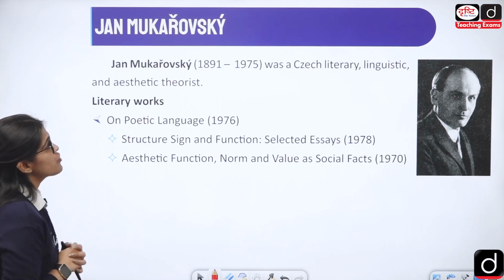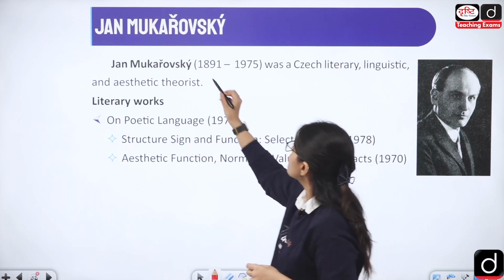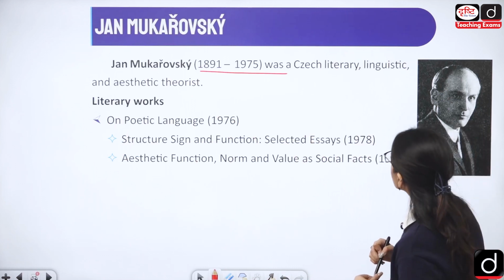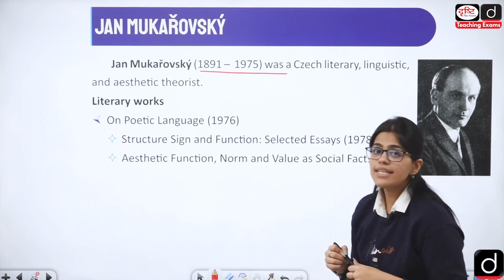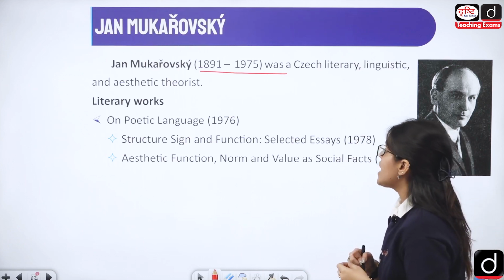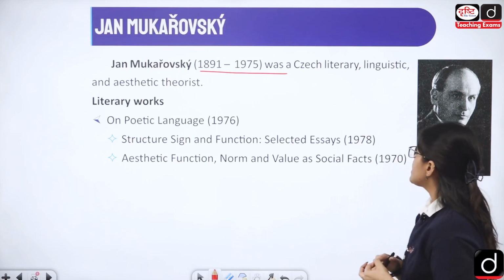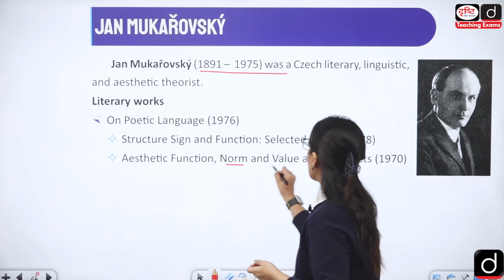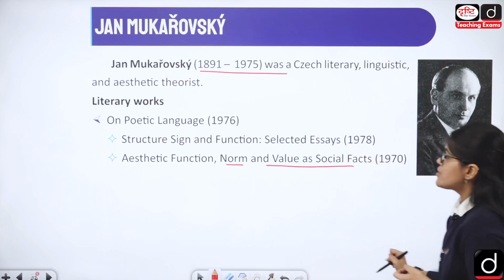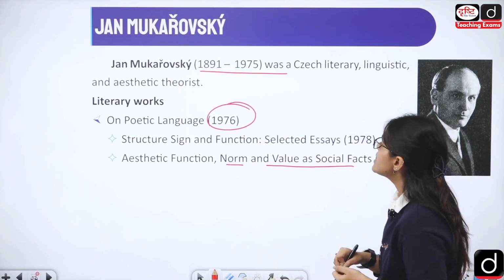Then we have Jan Mukařovský. He is someone who was writing in the period of 1891 till 1975, and he was a Czech literary linguist and aesthetic theorist. His important works are On Poetic Language, Structure, Sign and Function, and Aesthetic Function, Norm and Value as Social Facts. On Poetic Language is the most important work by him that came out in 1976.